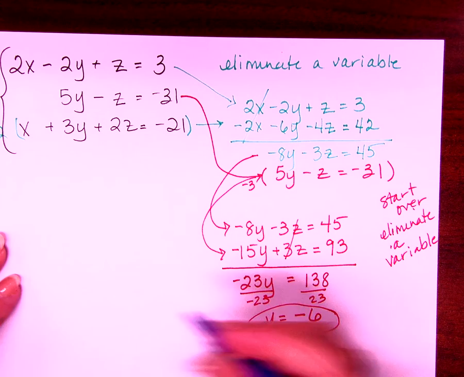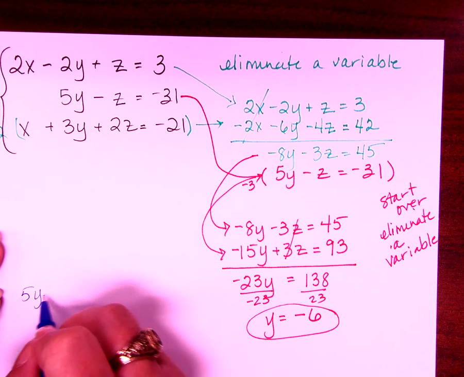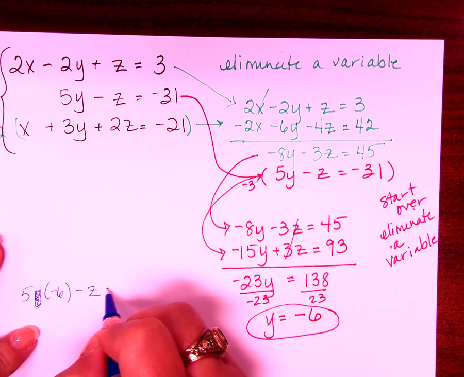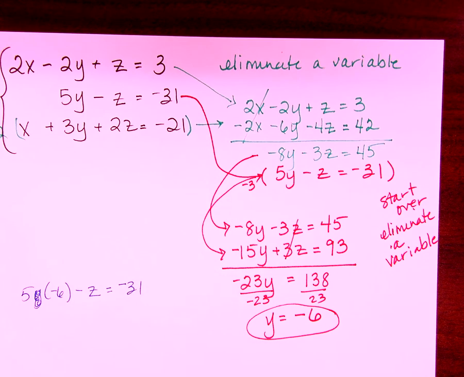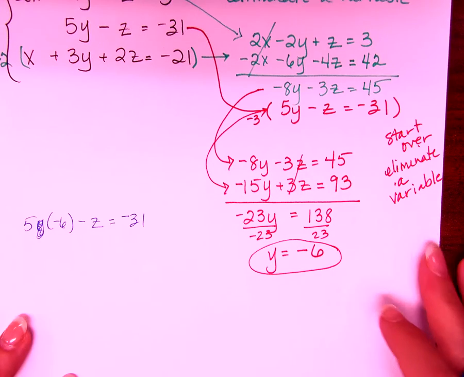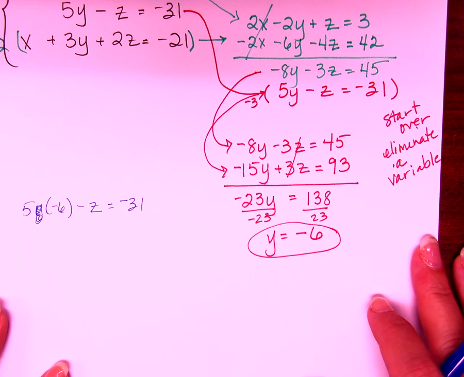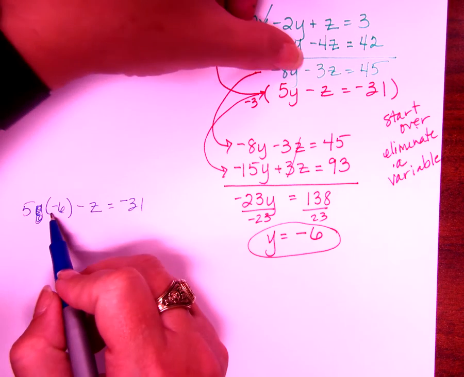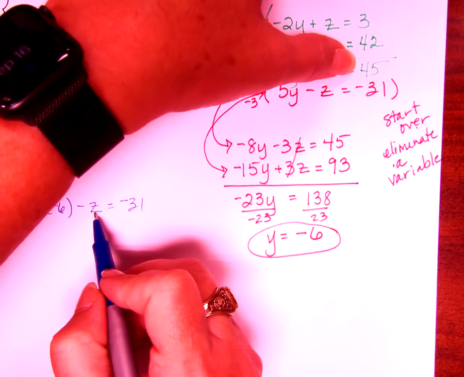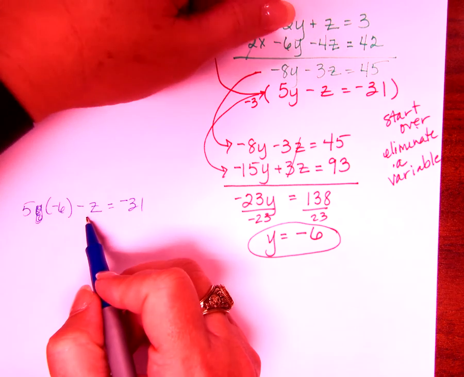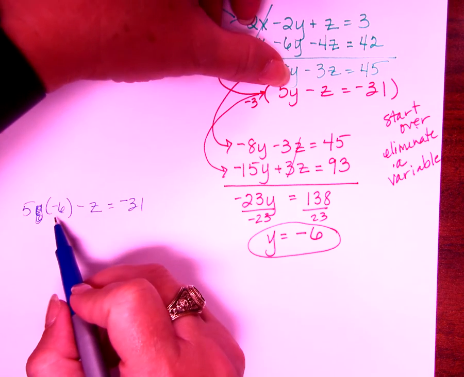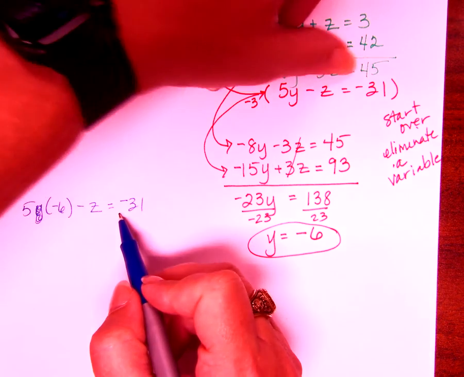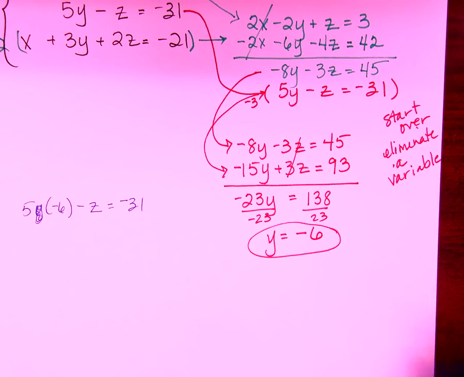So if I say 5 times negative 6, minus z equals negative 31. Guys, what's the easiest way to mess up right here? The easiest way to mess up is if I say 5y minus 3z equals 45. You see what I'm saying? That's why I purposely went 5y with my thumb minus z equals negative 31. Like I'm telling my eyes where to look because I don't want them jumping around on the paper.